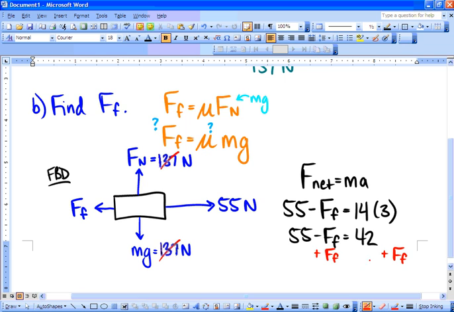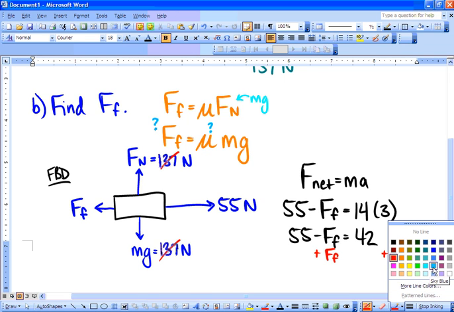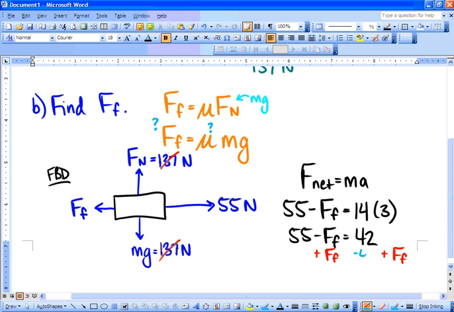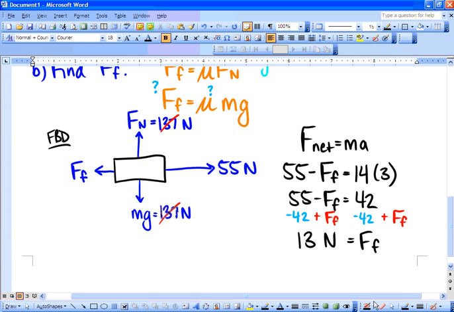And then I'm going to have to pull that 42 over to the other side. Let's do that with a subtraction. Minus 42. And we're going to end up with force of friction on that side. And 55 minus 42 is 13 N for newtons. So there's our answer to part B. We've got our force of friction.